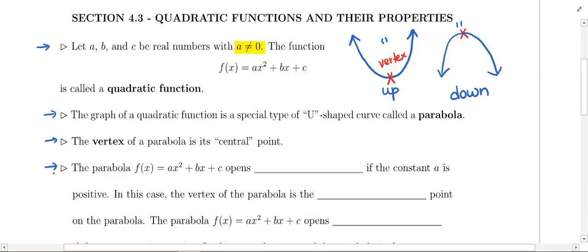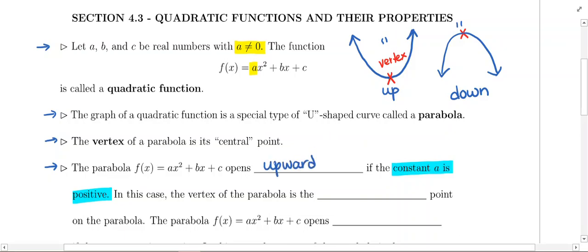In the next bullet point, we're going to talk about how, if you are just given the quadratic equation, you're going to be able to tell without graphing it whether the parabola opens up or down. It says the parabola f of x is equal to a times x squared plus b times x plus c opens blank if the constant a is positive. Remember, the constant a is referring to the number in front of x squared. If your a value is positive, the parabola is going to open upward.